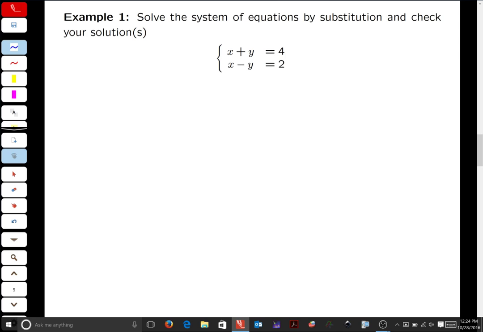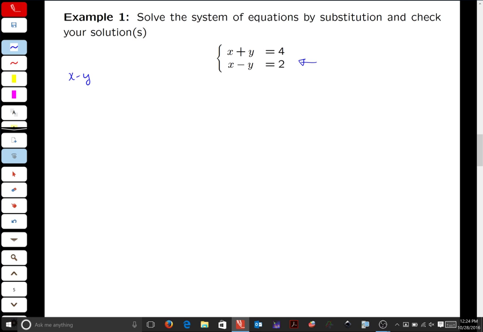So let's start. We're going to start with a simple system. Solve this system of equations by substitution and check your solutions. So if I'm looking at these equations, what I'm going to do is I'm going to pick the equation that has a minus sign in it, and I'm going to solve it for the variable that is positive.